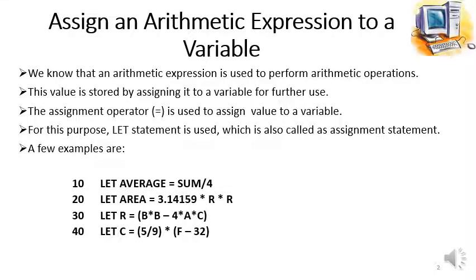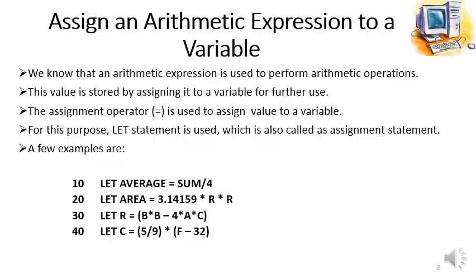A few examples are: let average is equal to sum divided by 4. Now it's an expression that we have assigned to a variable average, and for declaring that variable we use the keyword let. For assigning the expression, that is sum divided by 4, we have to use the assignment operator, which we call equal to in mathematics.